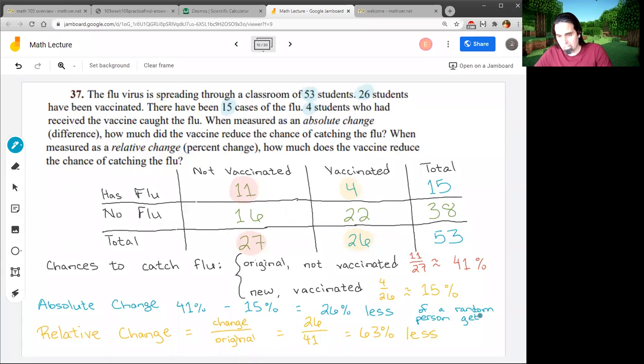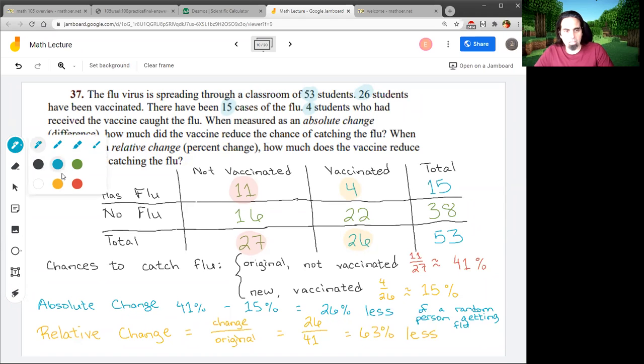The first one, both of these percentages were based on the total people in their group. So this 26% is what percent chance less is there of just a random person getting the flu. We don't know if you were destined to get the flu or not, but if you are just somebody walking around, this is sort of what's the reduction of your chance to get randomly hit by flu.